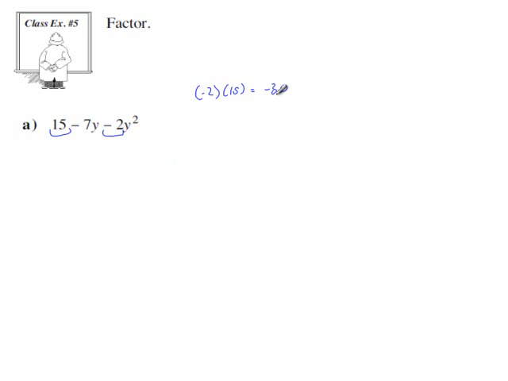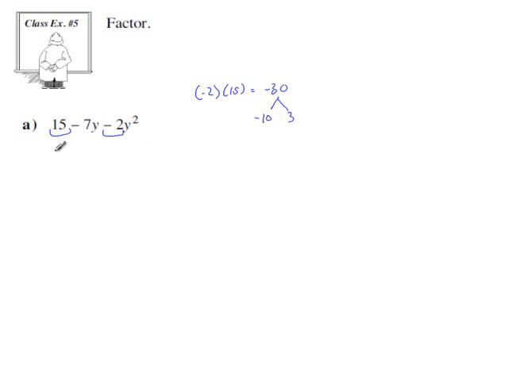So I know it will be a negative and a positive number, and that the negative number will be bigger. So I'll try -10 and +3. -10 times +3 is -30. -10 plus 3 is -7. So that's the right pair. This is the right pair of factors.